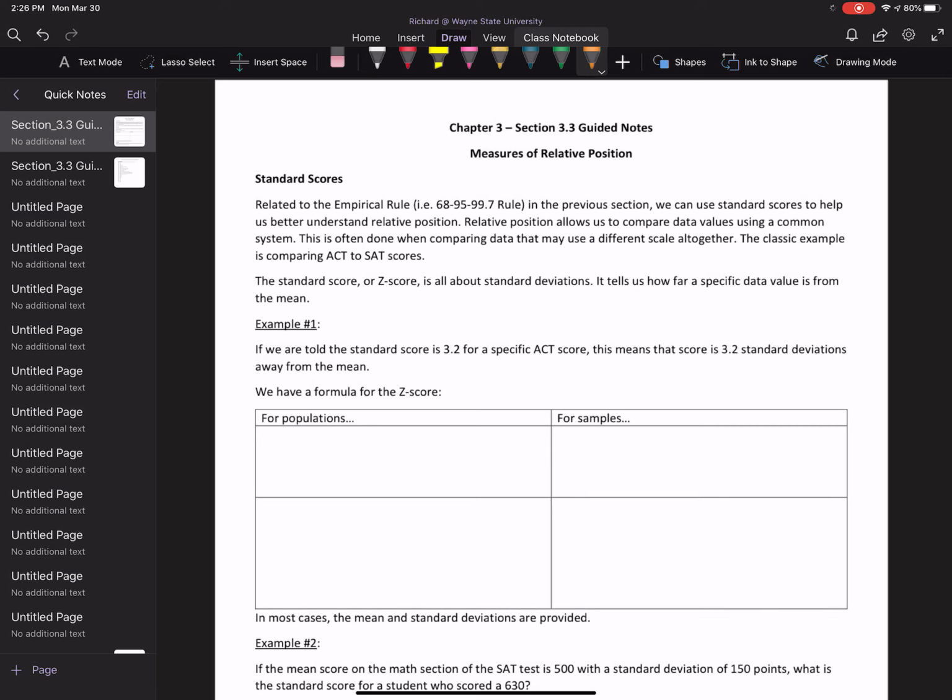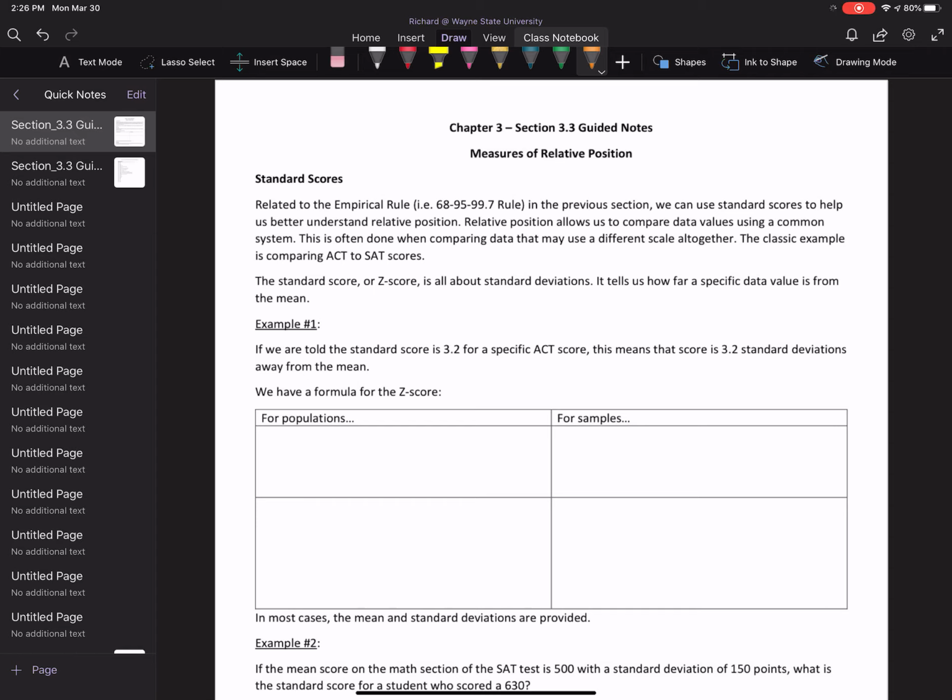Hi, everyone. We are going to proceed through the next section in Chapter 3, which is 3.3, which deals with measures of relative position, or relative standing, is another way to sometimes think about it. This is a pretty interesting section because it allows us to make some comparisons, and that's really important, right? We're always concerned about where people and things stand in relation to one another, and that's what this section is going to look at.